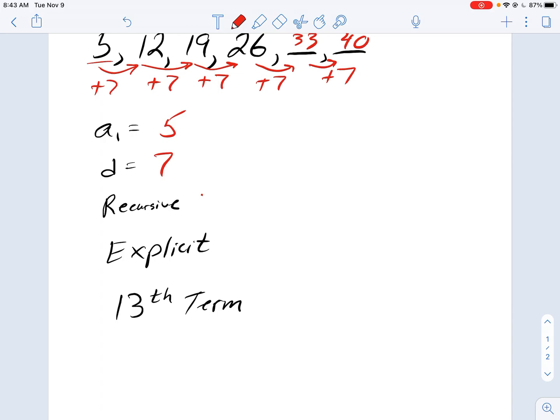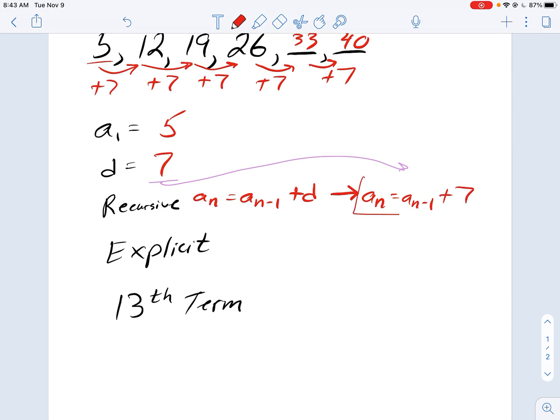Now the recursive formula is A sub n is equal to A sub n minus 1 plus the common difference. So our answer here is going to start out A sub n is equal to A sub n minus 1. And the only part that we have to really change is the common difference. So we're going to take that common difference over here, plus 7.